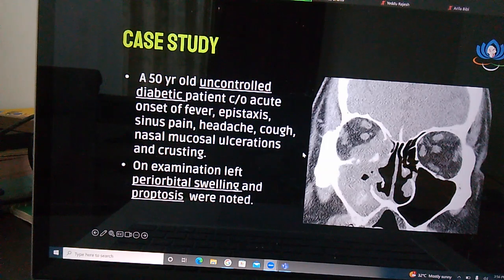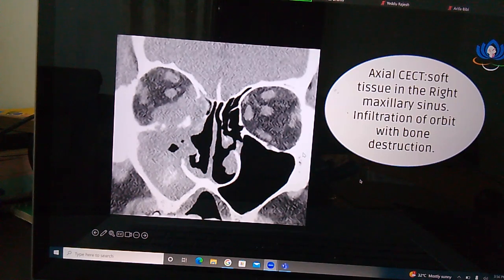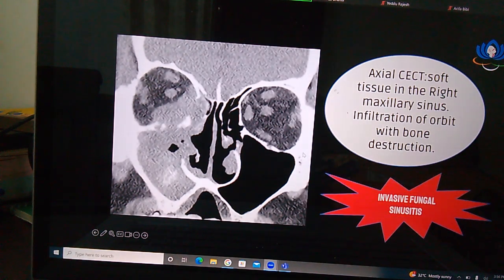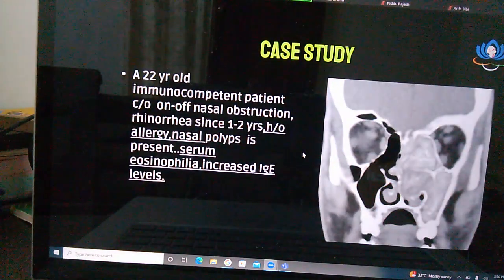So what did we see on the CT scan here? Again unilateral opacification of the sinus, but we saw some bone destruction along the floor and medial wall of the orbit, and also some double density, and soft tissue density extending into the orbital contents. On coronal CECT, soft tissue in the right maxillary sinus with infiltration of the orbit and bone destruction was noticed. So that is invasive fungal sinusitis, acute invasive fungal sinusitis.